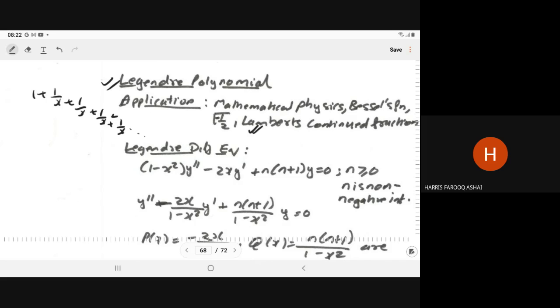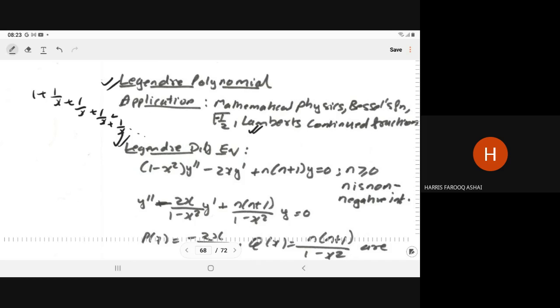So what is the Legendre equation? The Legendre equation is a standard equation for the constant n: 1 minus x square y double dash minus 2x y dash plus n into n plus 1 into y is equal to 0, where n should be a non-negative integer. It must be a non-negative integer, either 0 or 1, 2, 3, and so on. So here n is a non-negative integer.